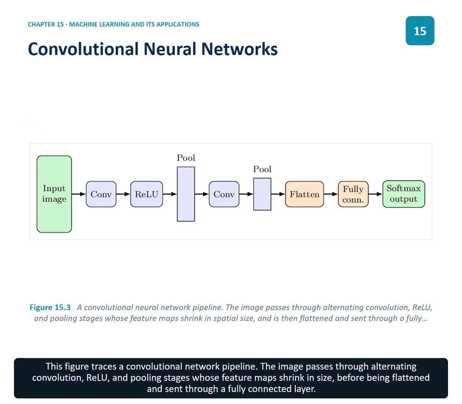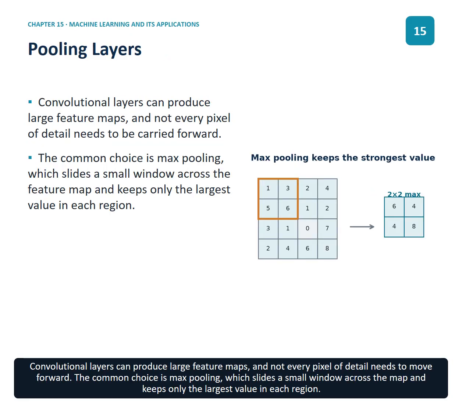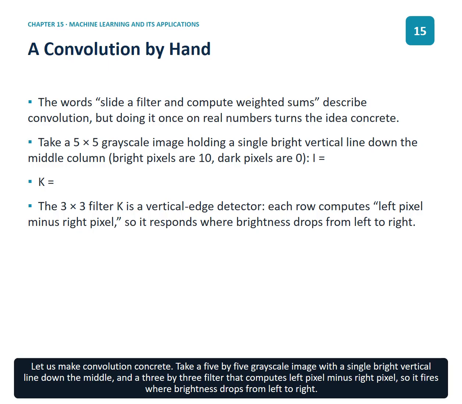This figure traces a convolutional network pipeline. The image passes through alternating convolution, ReLU, and pooling stages whose feature maps shrink in size before being flattened and sent through a fully connected layer. A convolutional layer slides small filters across the input. The point of each filter is to detect one specific pattern wherever it appears in the image. Convolutional layers can produce large feature maps, and not every pixel of detail needs to move forward. The common choice is max pooling, which slides a small window across the map and keeps only the largest value in each region.